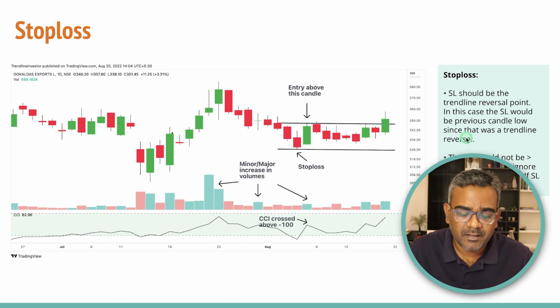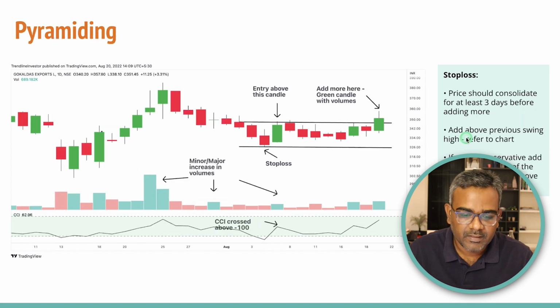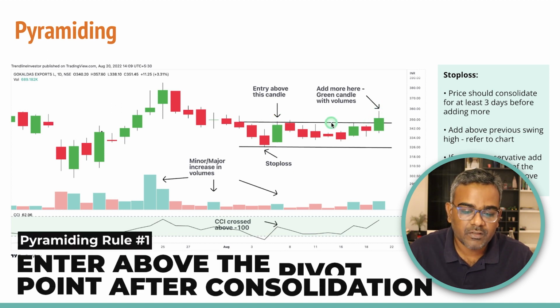So that's how I would trade this particular setup. I keep defining the stop loss for this one. Now the next one is how to pyramid, right? For example, here, once you identify and enter here, then you need to find the pivot point over here, and then you enter the stock when it crosses the pivot point again.